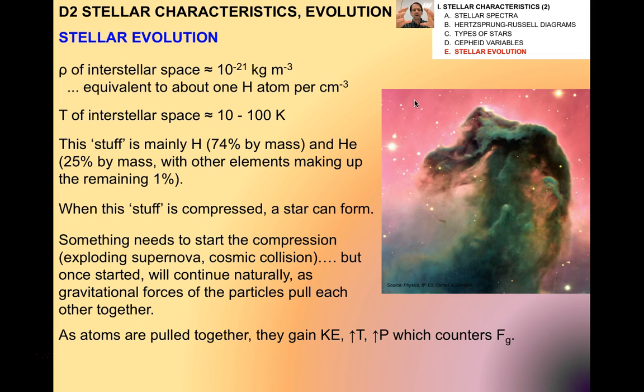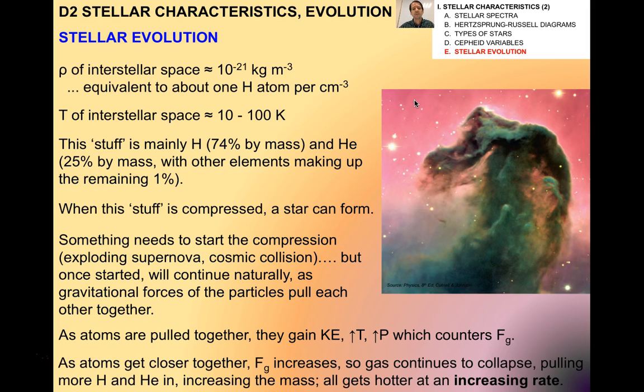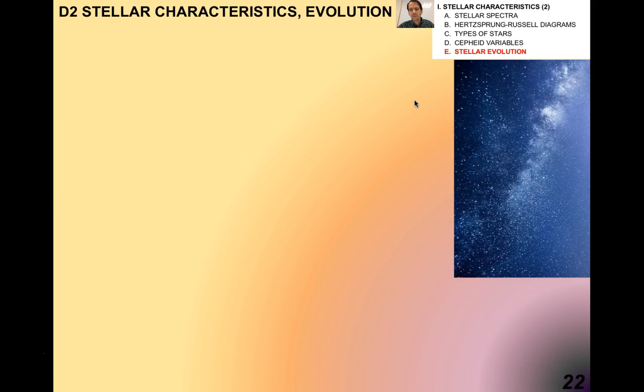So you have a sphere of atoms, okay, with a radiation pressure acting outwards because of the kinetic energy of the atoms, but then you have enough atoms that mass starts building up and you have a gravitational force. When the radiation pressure equals the gravitational force in magnitude, you get a nice big ball in space of atoms, which is what becomes a star, okay? Now, as the atoms get closer together, the gravitational force increases, so the gas continues to collapse, pulling in more and more hydrogen and helium from the surrounding interstellar space, which further increases the mass. And all of it gets hotter at an increasing rate, okay?